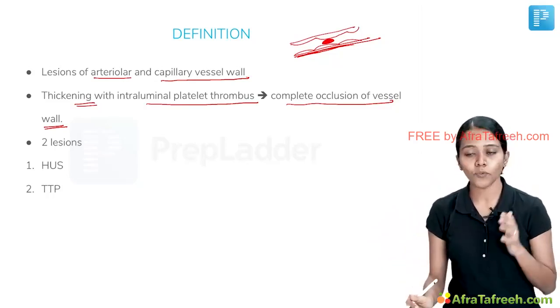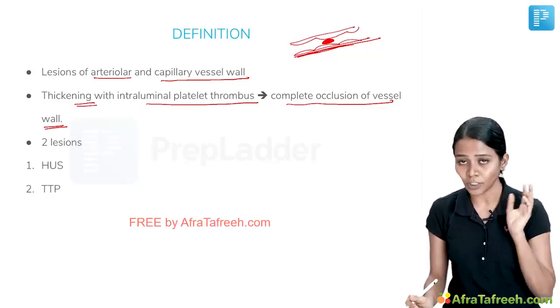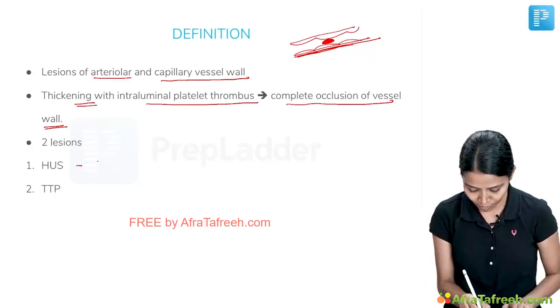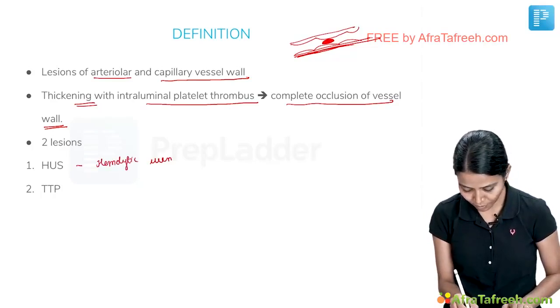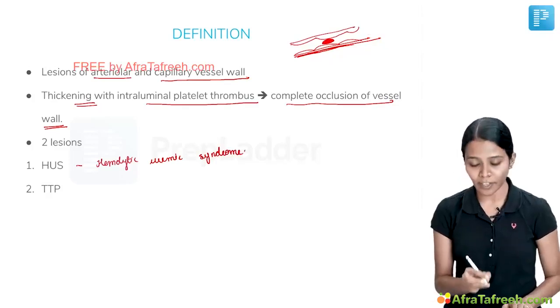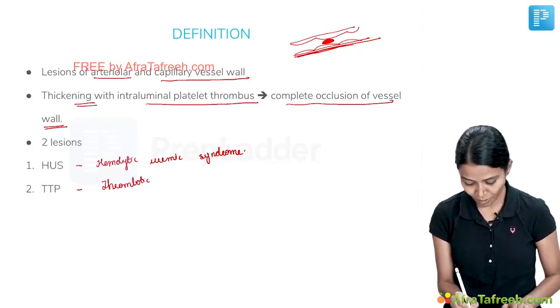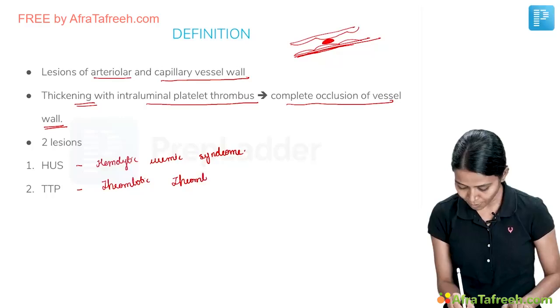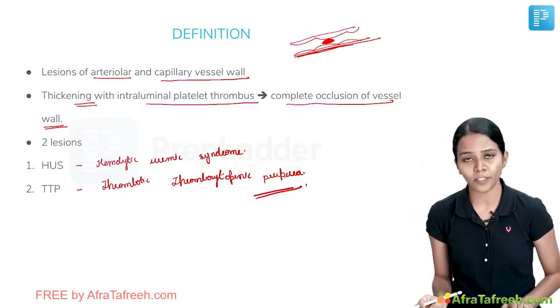What are the types of thrombotic microangiopathy? The types of thrombotic microangiopathy are two. First is HUS, also called hemolytic uremic syndrome. The second one is TTP, also called thrombotic thrombocytopenic purpura. Okay. So, these are the two types of thrombotic microangiopathy.